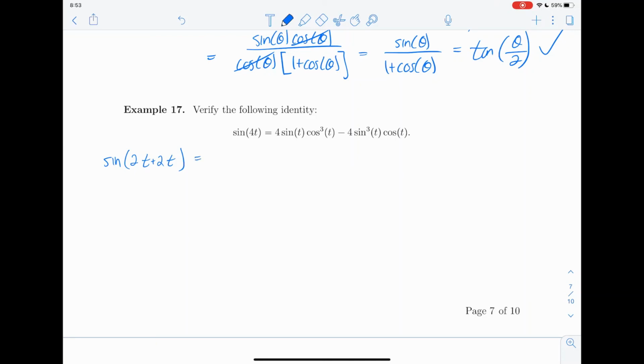Using the sum formula for sines, this is the same as writing it as sine of 2t times cosine of 2t plus sine of 2t and cosine of 2t, which of course, these are the same thing. So this can be rewritten as 2 sine of 2t cosine of 2t.